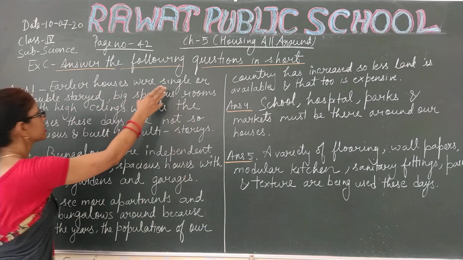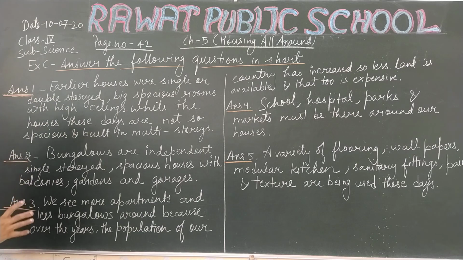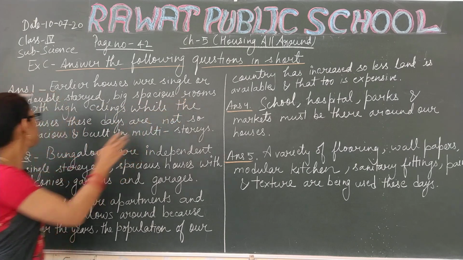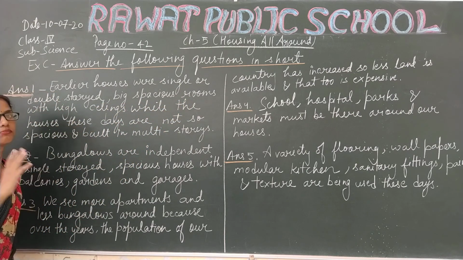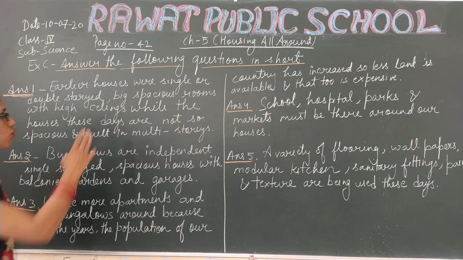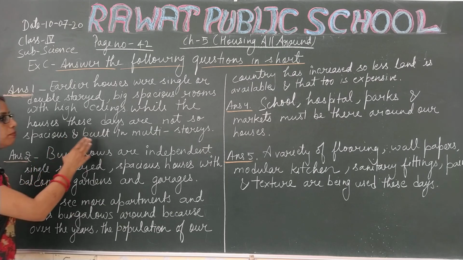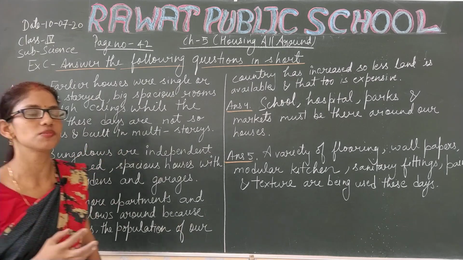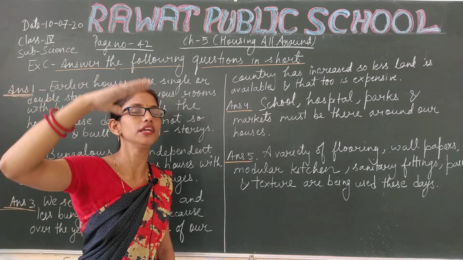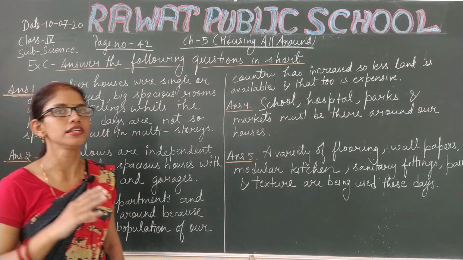Earlier houses were single or double storied, big spacious rooms with high ceilings, while the houses these days are not so spacious and are built multi-storied, that is, many floors are built in them.